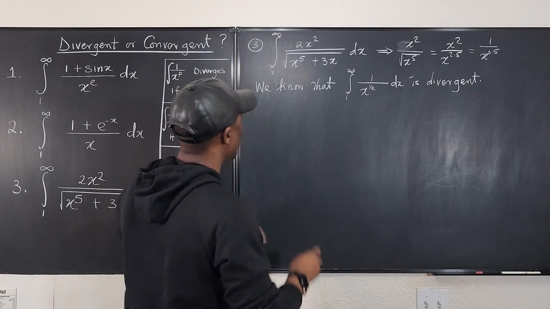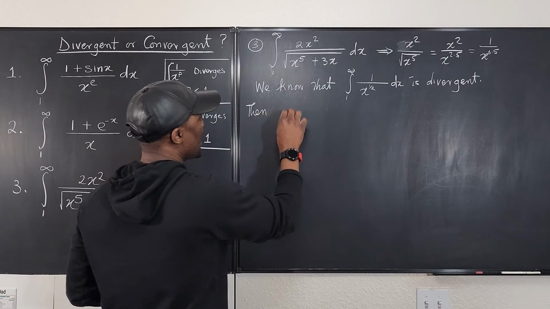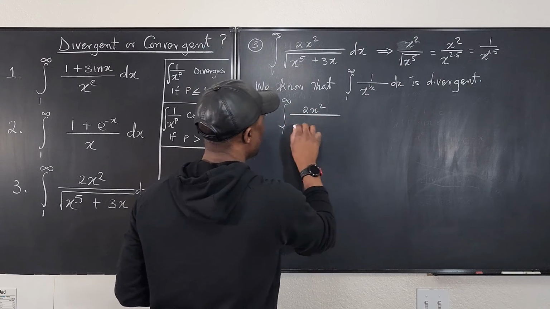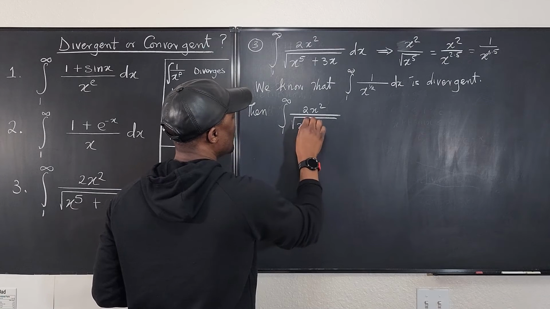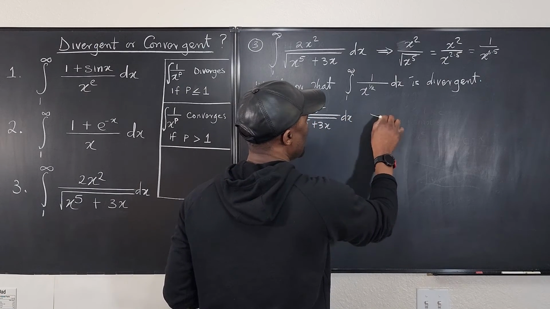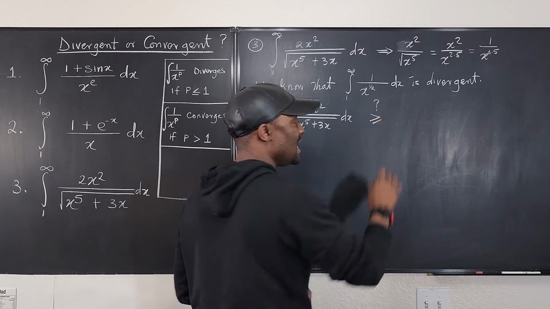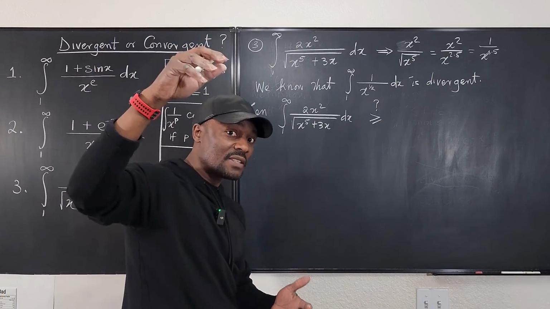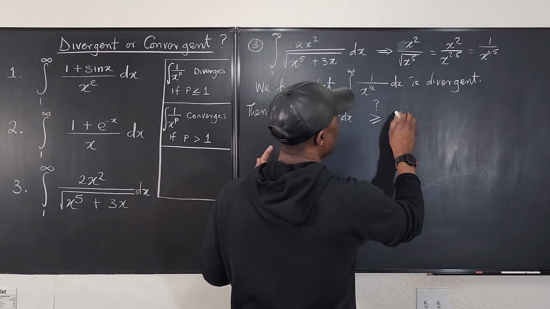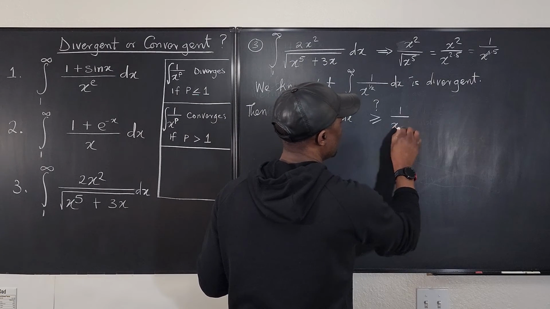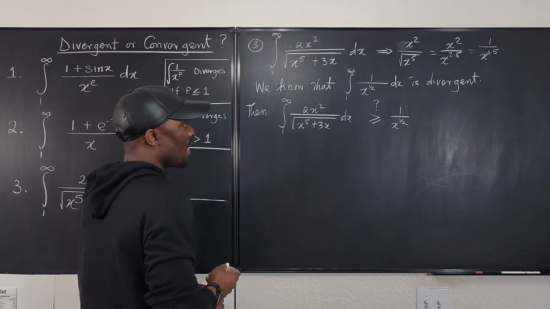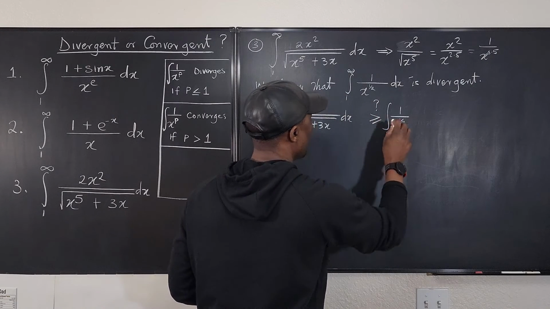Now, once we have that, then we can say the integral from 1 to infinity of 2x squared over the square root of x to the fifth plus 3x dx. We can say it is greater than or equal to, because that's what we need. For divergent, it has to be greater than. For convergent, it has to be less than. Okay, is greater than 1 over x to the 1/2, integral from 1 to infinity.